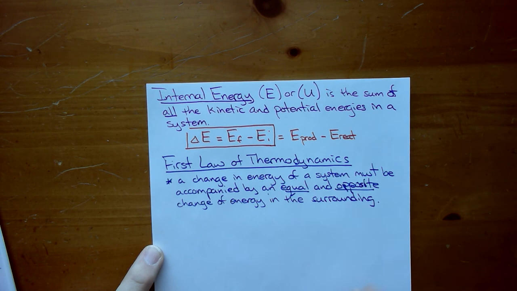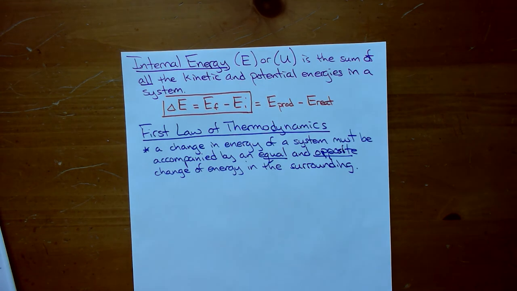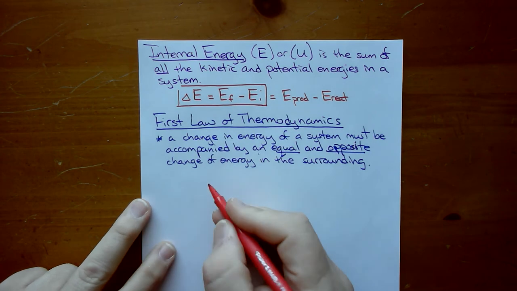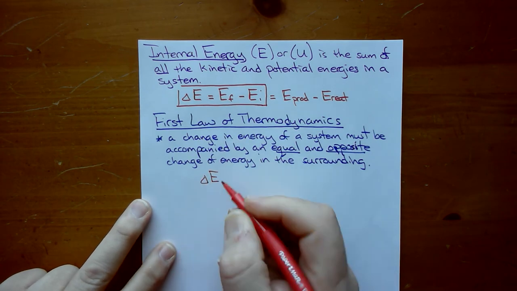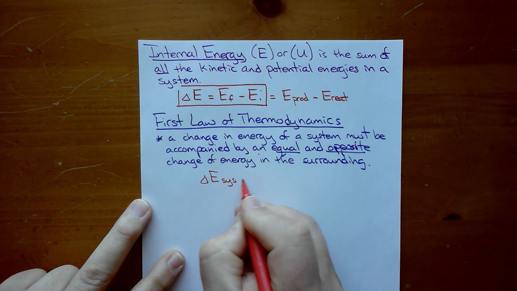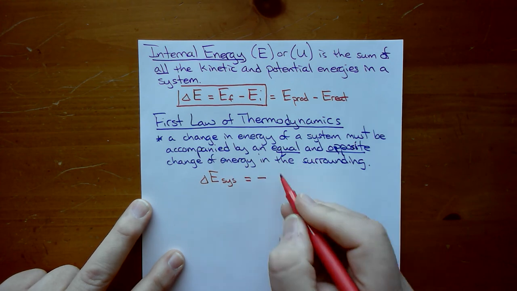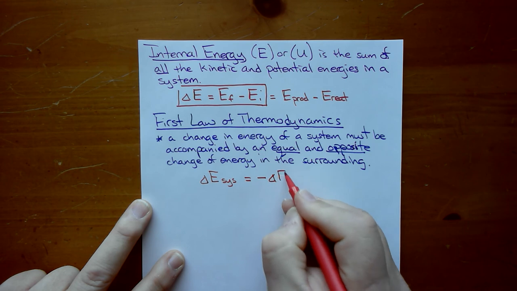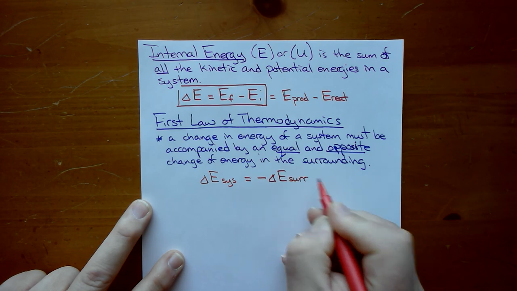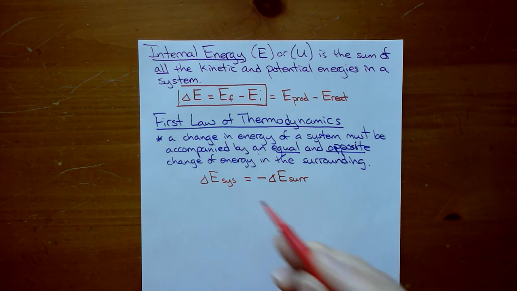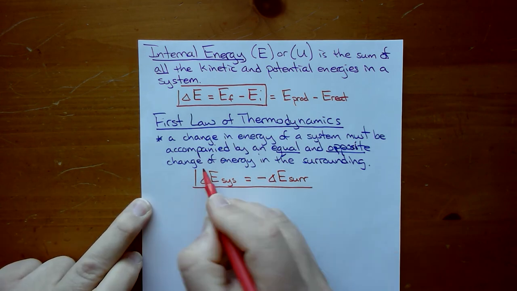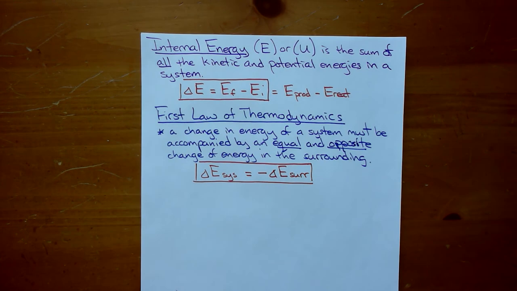Now, equation-wise, what that looks like is this. We would say the change of internal energy of the system is equal to a negative change in the energy of the surroundings. Okay. And that's really the first law of thermodynamics. Now, how does that look? Let's go through this and look at a system and how that works.